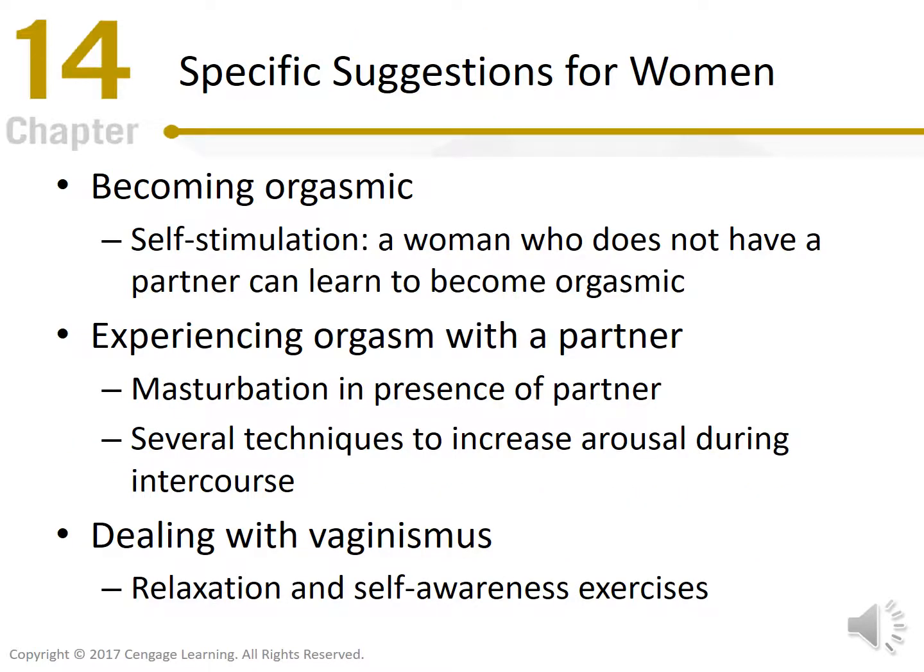Specific suggestions for women. Becoming orgasmic. Some suggestions to increase the likelihood of orgasm include self-stimulation. A woman who does not have a partner can learn to become orgasmic. Experiencing orgasm with a partner: masturbation in presence of the partner, and several techniques to increase arousal during intercourse. In dealing with vaginismus, relaxation and self-awareness exercises.